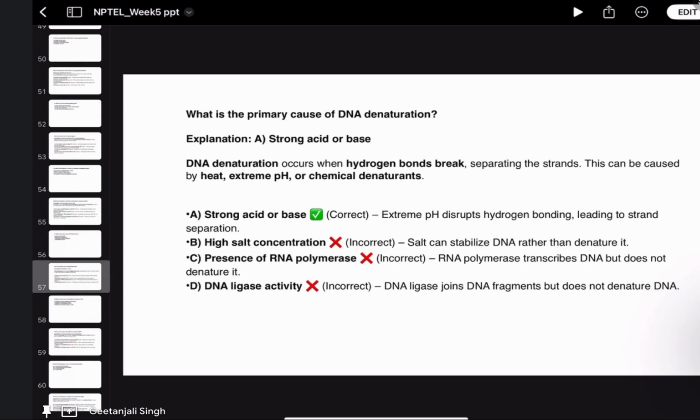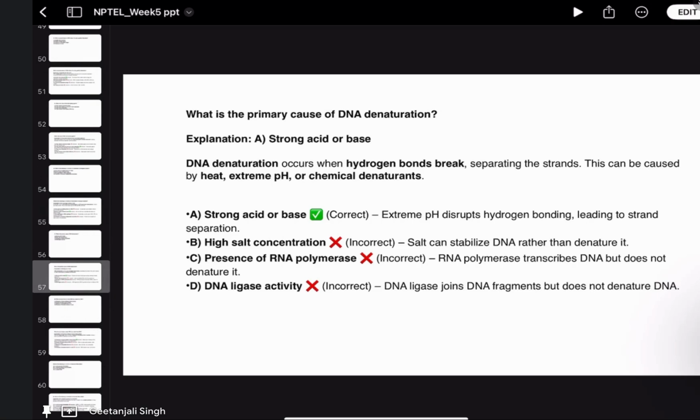The correct answer is strong acid or base. The denaturation happens when the hydrogen bonds break, separating the strands. So, DNA strand, which was earlier double helix, becomes single stranded. That can be caused in presence of strong acid and base, and by other factors like heat, extreme pH, or chemical denaturants. So among all these things, the one thing that can lead to high heat and extreme pH is strong acid and base.